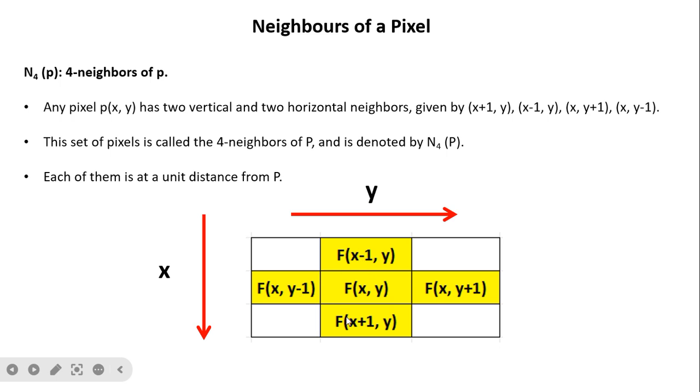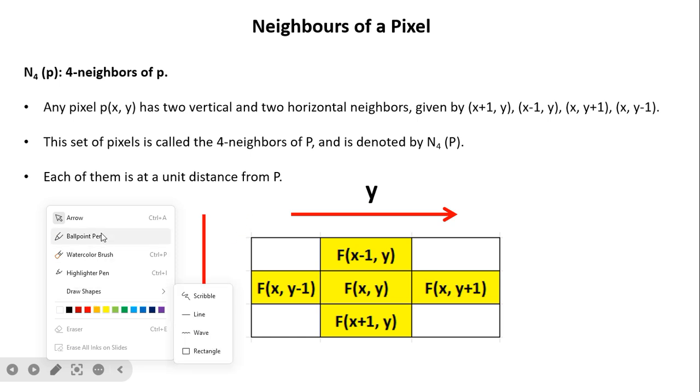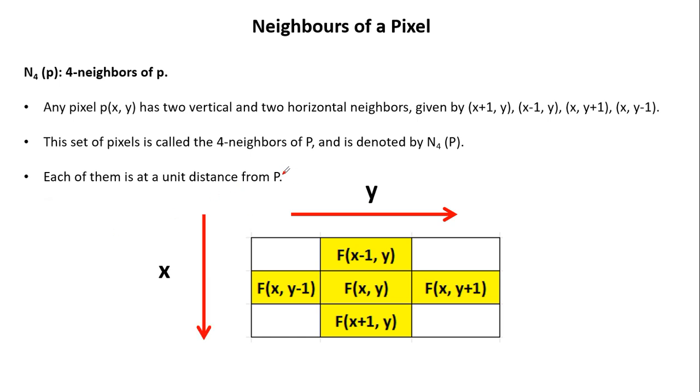So these are nothing but the 4 adjacent neighbors of the pixel f(x,y), given by these 4 coordinates. This set of pixels is called 4 neighbors of P and it is denoted by N4(P). Each of them is at a unit distance from P. Now if we take the distance between these two pixels, it is a distance of 1, this is a distance of 1, and so on. So basically this is nothing but unit distance from f.